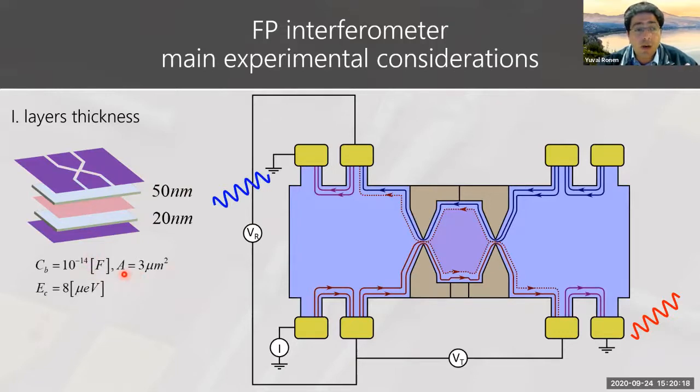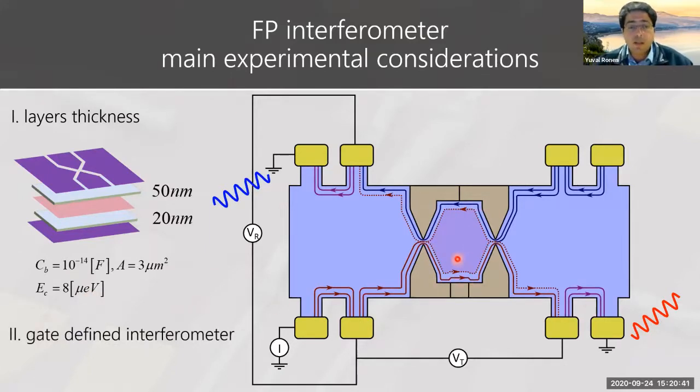For an area of an interferometer which is around 3 micrometer square, we get a charging energy which is around 8 microelectron volt, which is comparable to temperature. And this is the regime that we want in order to be able to see an Aharonov-Bohm oscillation. Another thing is that this scheme of Fabry-Perot is gate defined. It's not etched defined. I'll talk about this toward the end, but it's extremely important to make this interferometer gate defined and not etched.